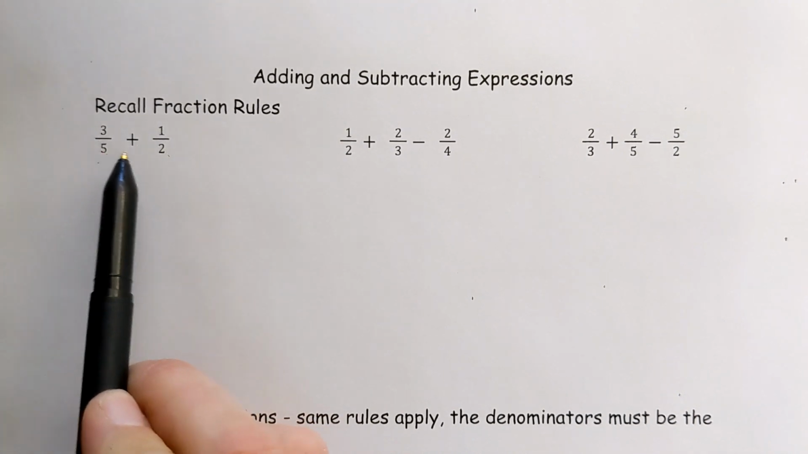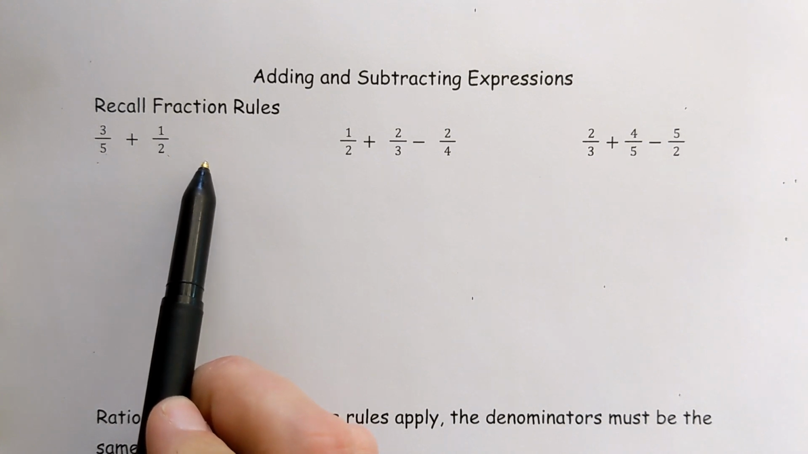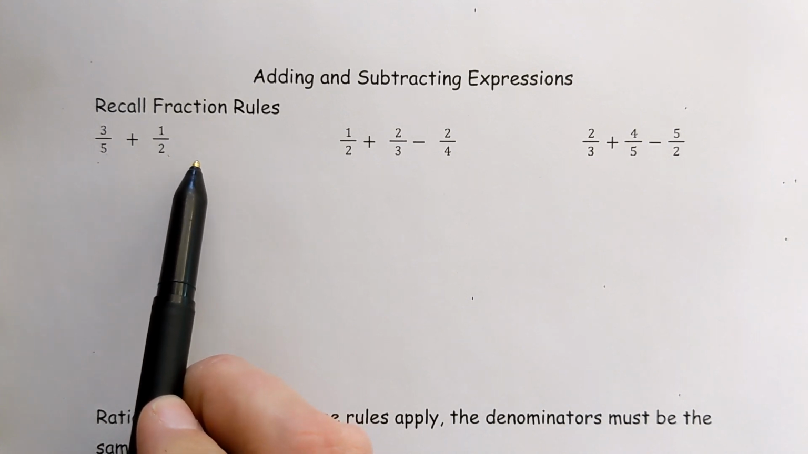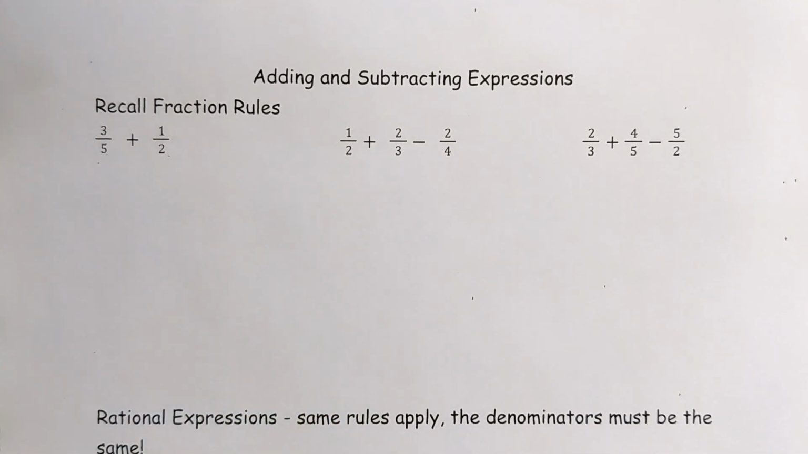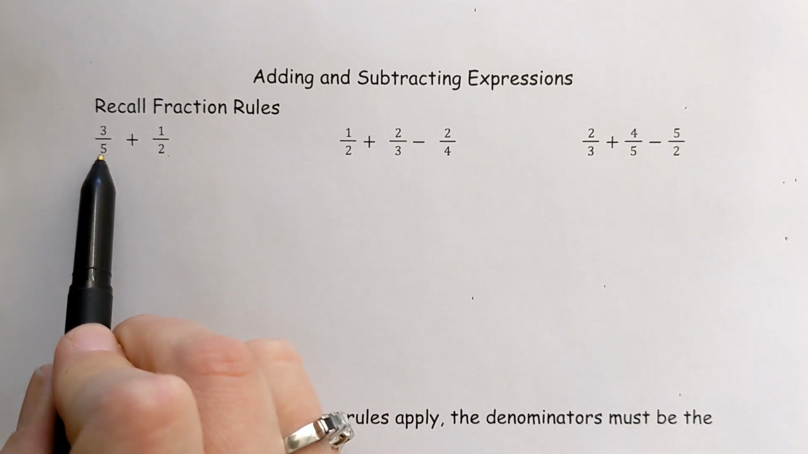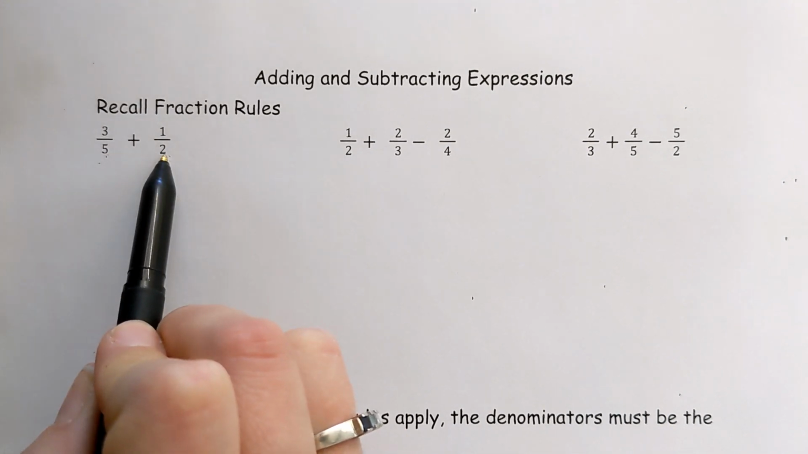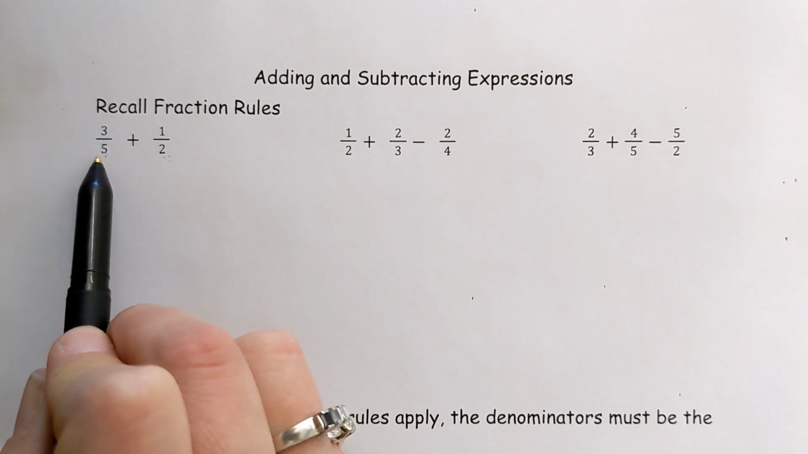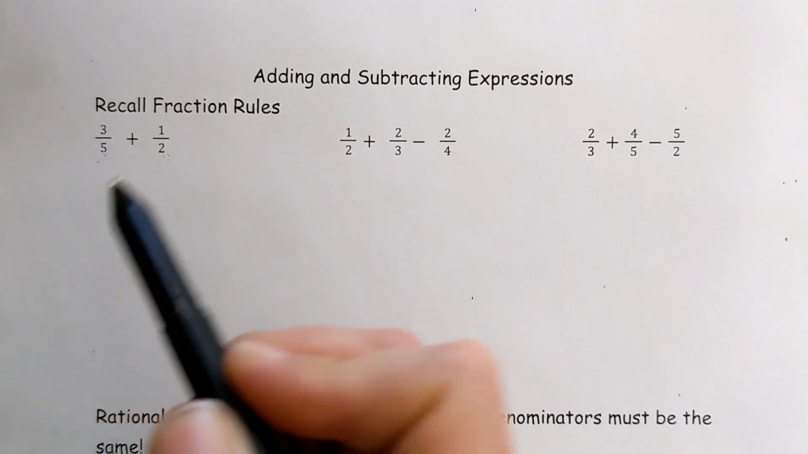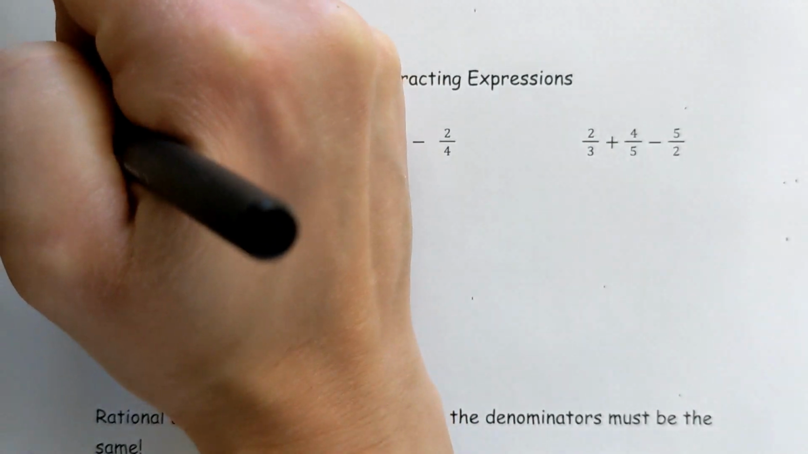5 and 2 are the denominators. These are not the same right now, so they need to be made the same. What we can do, there's a couple of different strategies. The fastest strategy is always going to be to find the greatest common multiple. So the greatest common multiple is going to be whatever the denominators are multiplied together. So 5 times 2 is 10. That's the greatest common multiple. In this case, it's also the least common multiple, because it's also the first common multiple. Okay, so we're going to multiply this first one by 2, and then this second by 5.